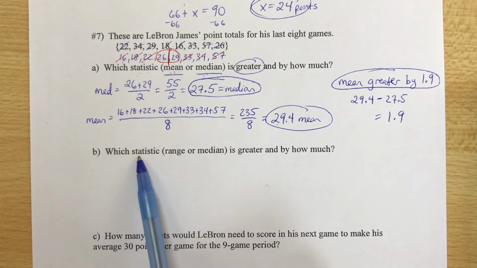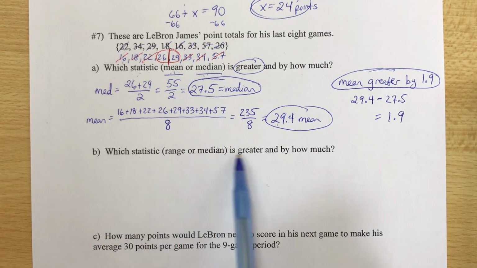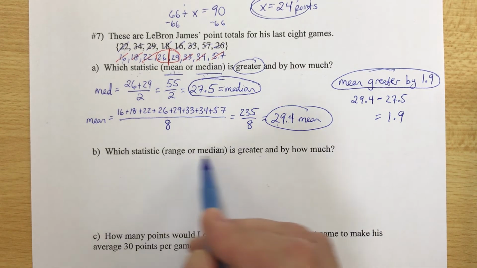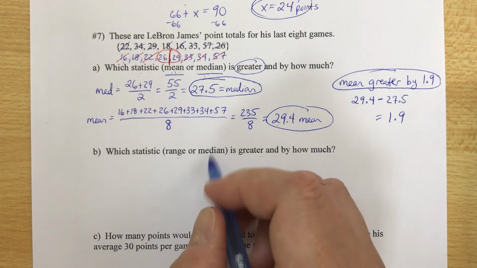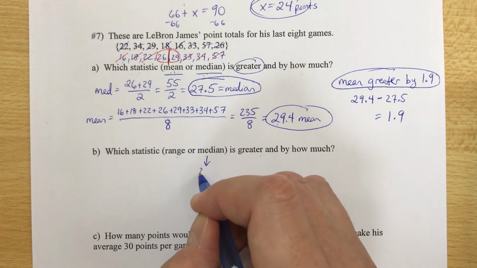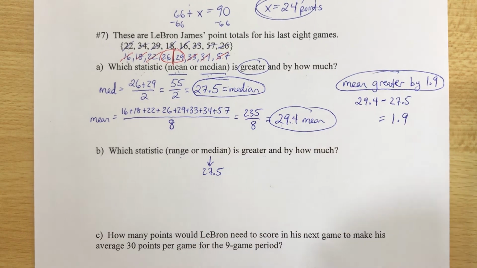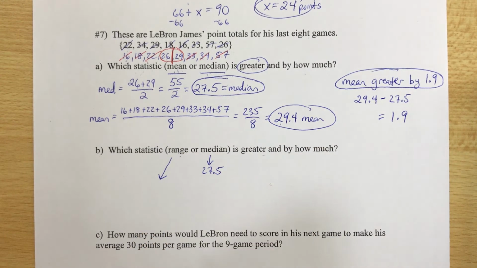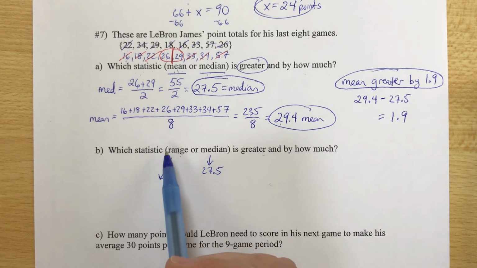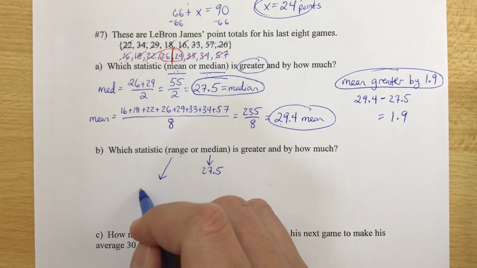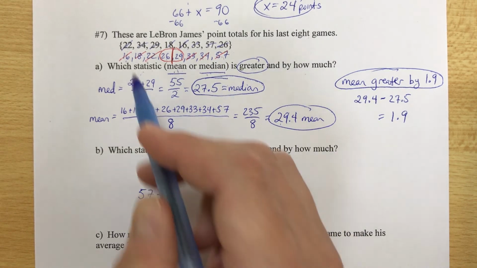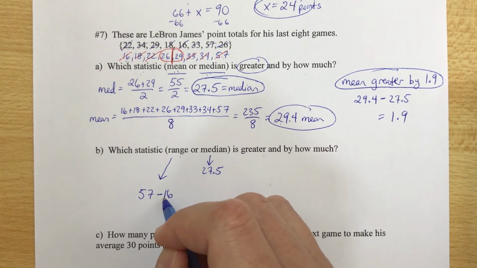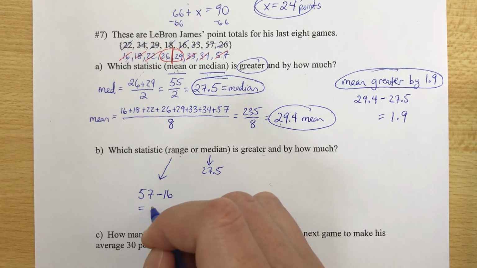B, which statistic, range or median, is greater and by how much? So again, we need to calculate these. Now the median we already know. The median was 27.5, so we don't need to do that again. The range is the biggest minus the smallest. The biggest number was 57 minus the smallest was 16. And 57 minus 16 is 41.